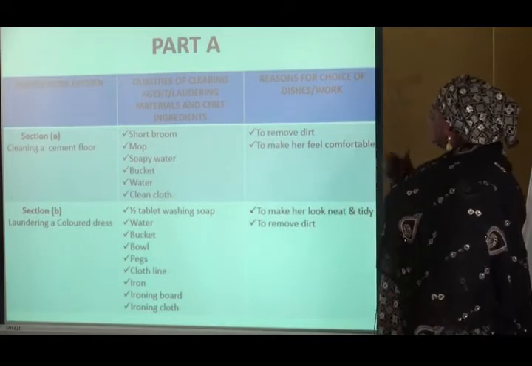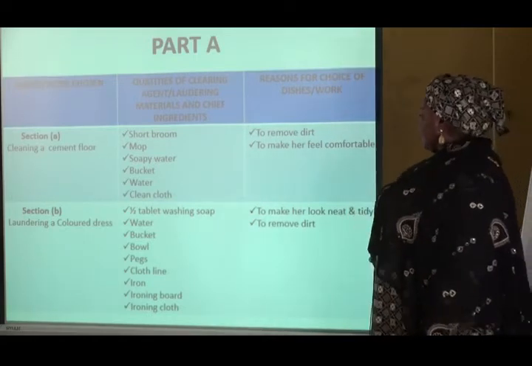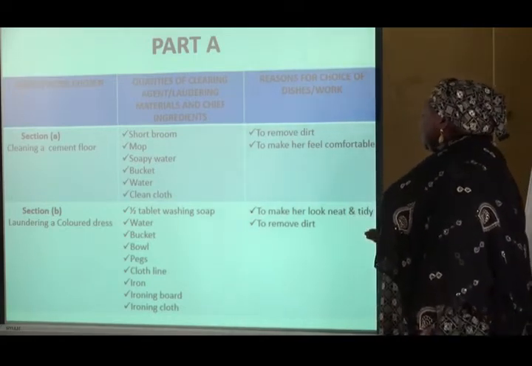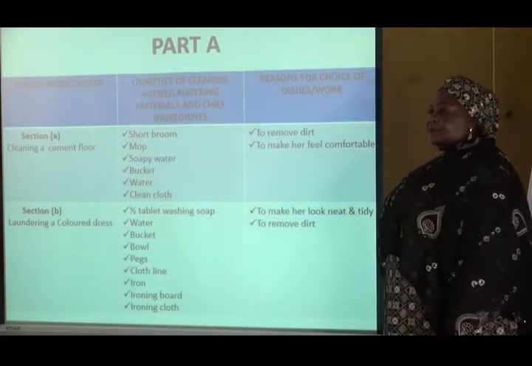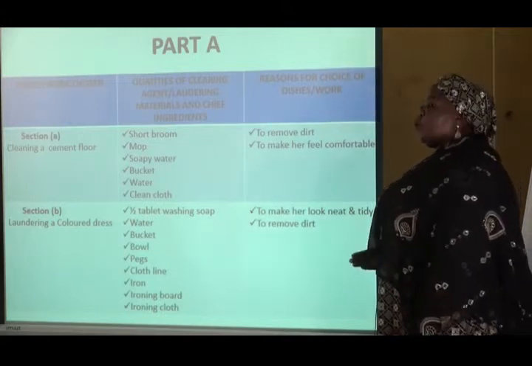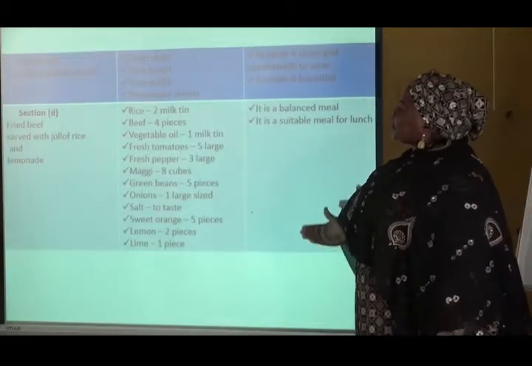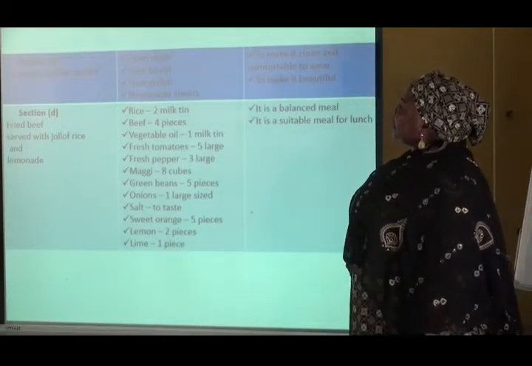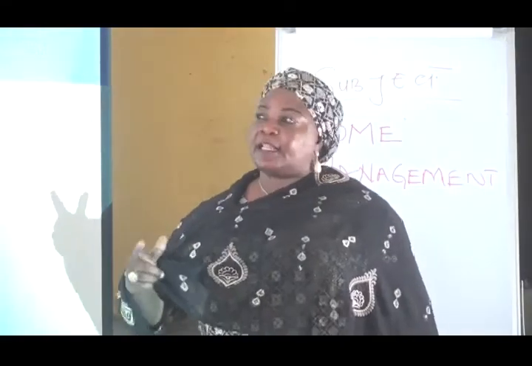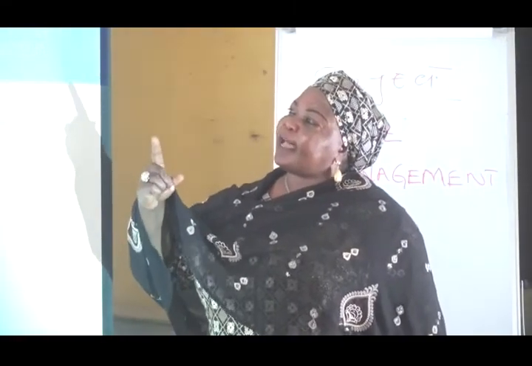Now, what are the reasons for doing this? One, to make her look neat and tidy. Two, to remove dirt. Now we'll go to the C part. It says, clean a leather sandal. Now here we write, cleaning a leather sandal.